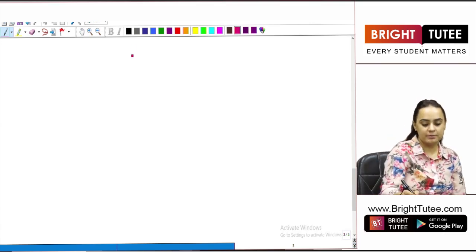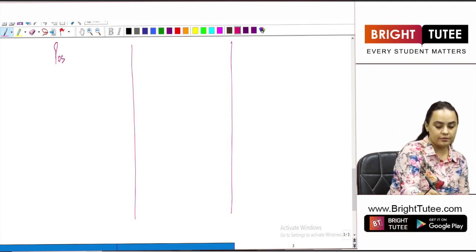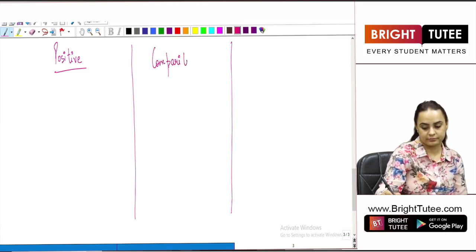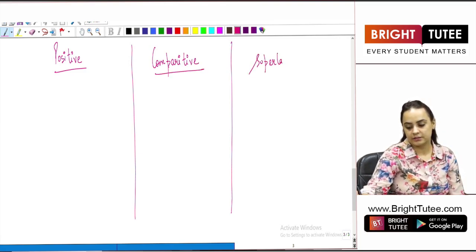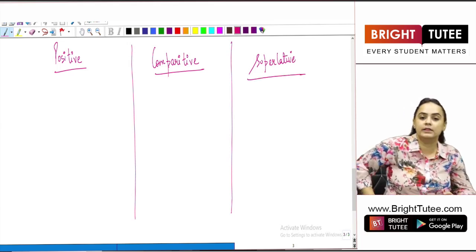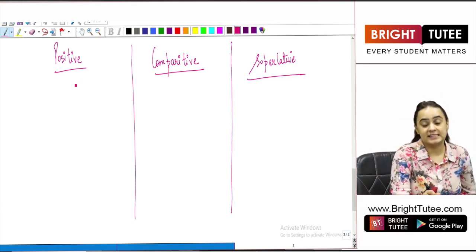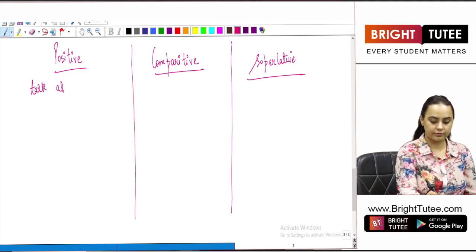Now, there are 3 degrees of comparison. We have the positive degree, the comparative degree, and the superlative degree. Let us learn about all these 3 degrees one by one. The positive degree is that where we talk about only the subject.